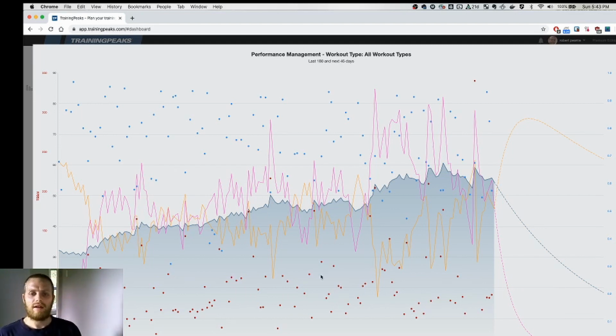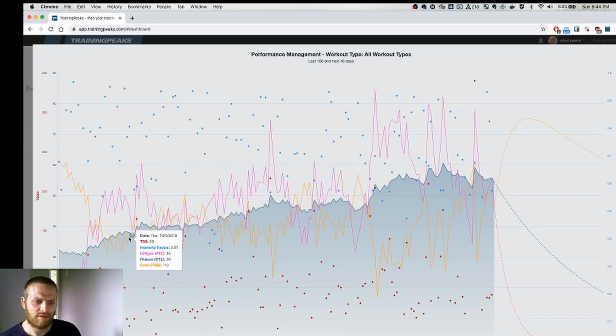So CTL is a 45-day look at the history of your TSS. Basically, if you increase your average, you start doing harder workouts, longer workouts, eventually your CTL will increase. It will slowly increase because it's an average. So this massive TSS here for the Tarawera will have increased my average over 45 days, but it won't have increased it a ton. If I kept doing things like that every day, then it would increase a lot more. Obviously, I'd get injured.